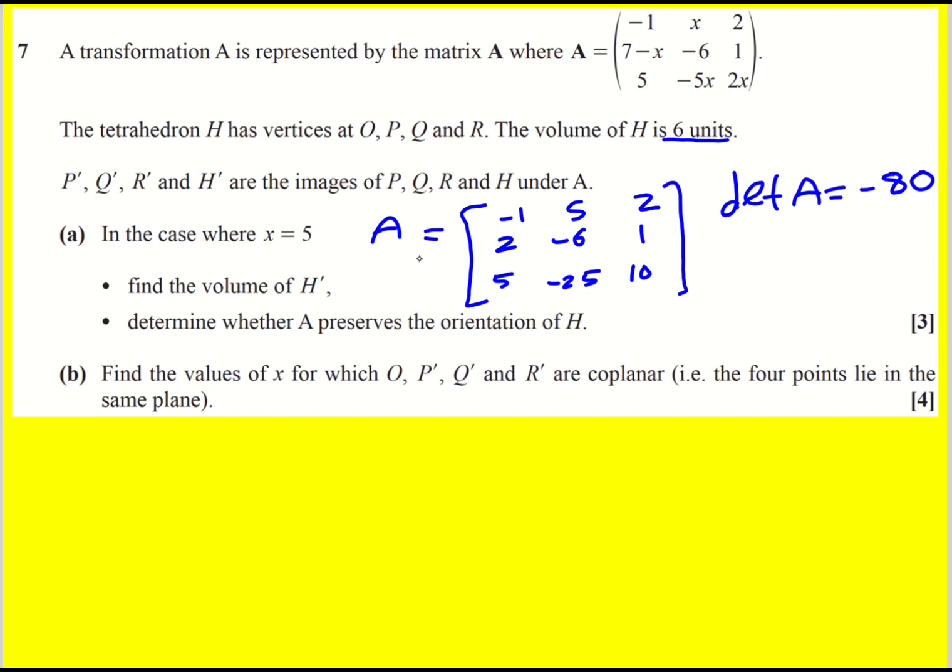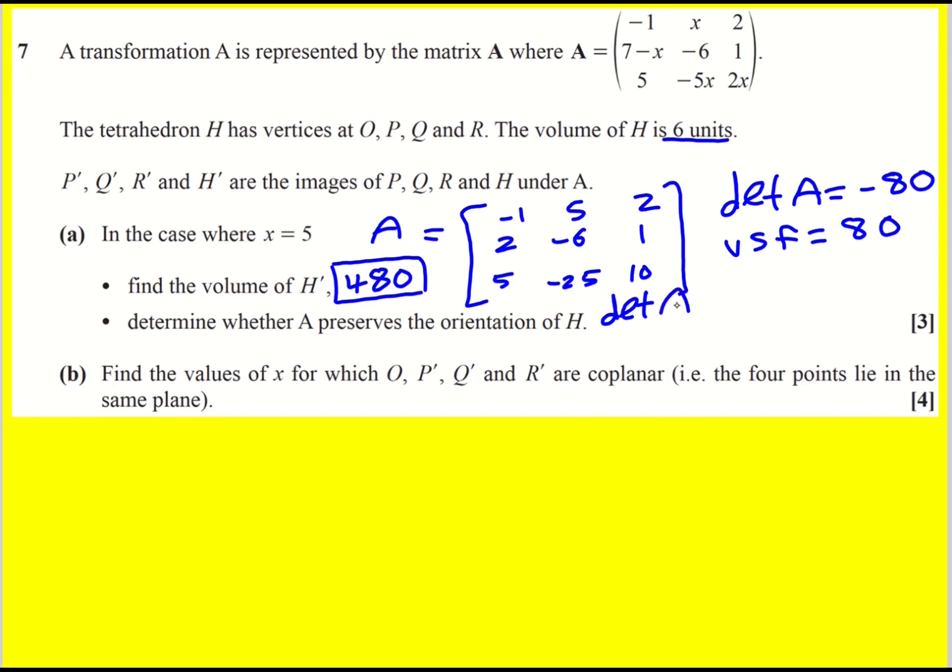So this means the volume scale factor is going to be 80. For the volume of H dash, I just do 80 times 6. It's going to be 480 units. Determine whether it preserves the orientation. The answer is going to be no.